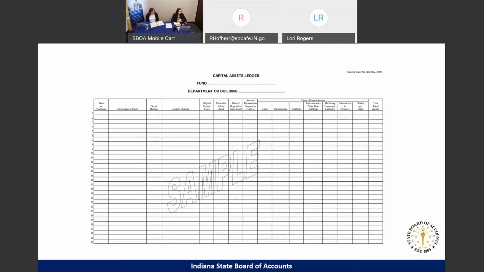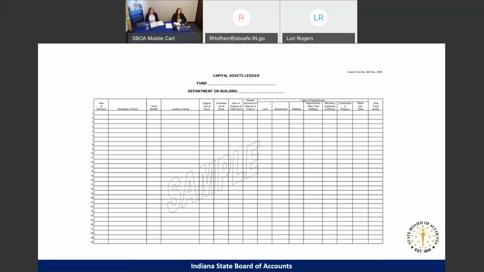This is the current prescribed form for a capital asset ledger. It can be kept by fund and or department. You do not have to use the prescribed form. If you have an alternative form or you have software that will provide the same information in a report, that's perfectly acceptable. The alternative form or software report would have to be approved, but you can go ahead and use your alternative form even before the approval.